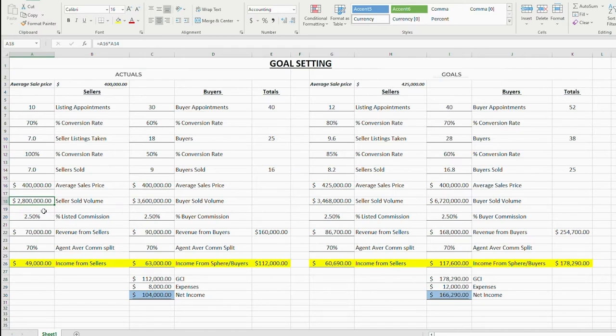If we go through, it is 30 buyer appointments. Of the 30, how many did you convert into clients? 60%. Well, that would mean that you worked with about 18 serious buyers this year. Of the 18 serious buyers, how many did you sell homes to? So whatever your conversion was on how many serious buyers you obtained, that'll tell you the number for how many you had.